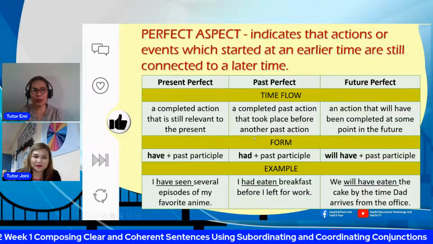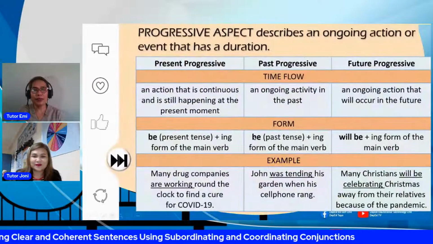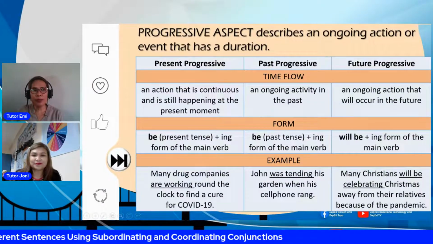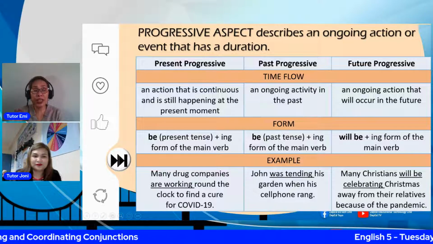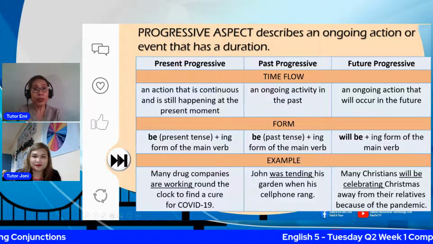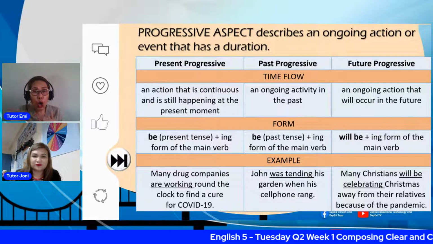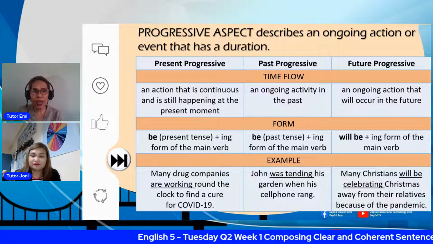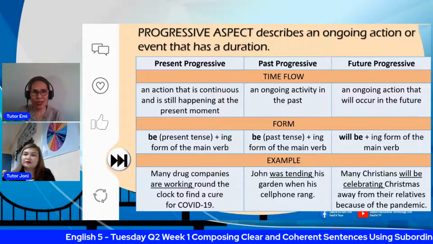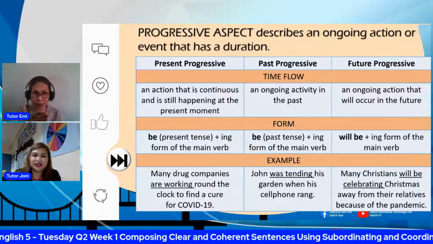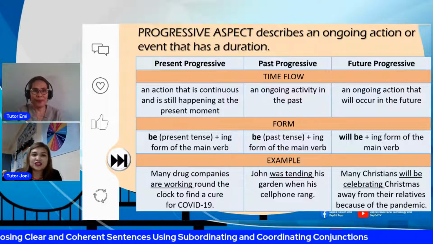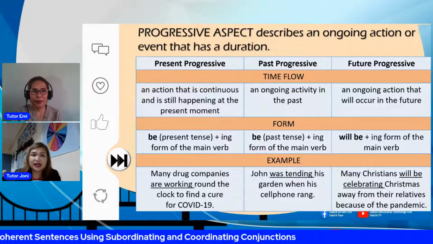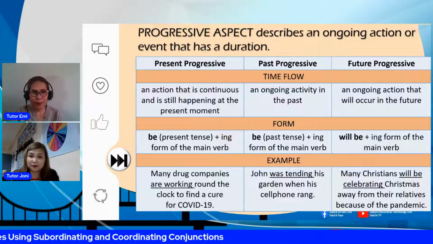All right, so let's continue. Let's have the next type, which is the progressive aspect. When we talk about the progressive aspect, this describes an ongoing action or event that has a duration. So we have the present progressive, an action that is continuous and still happening at the present moment.